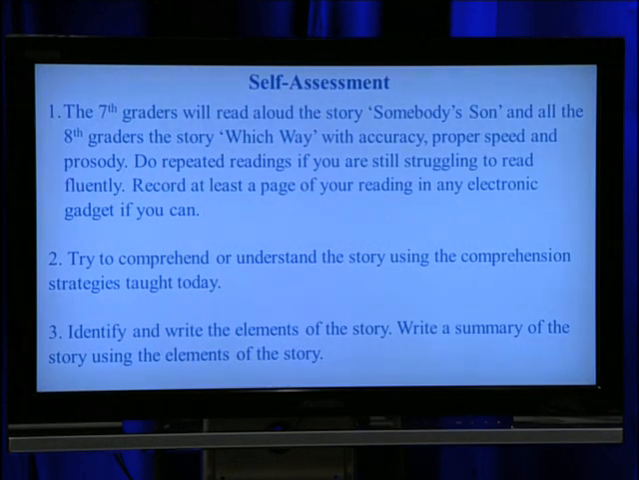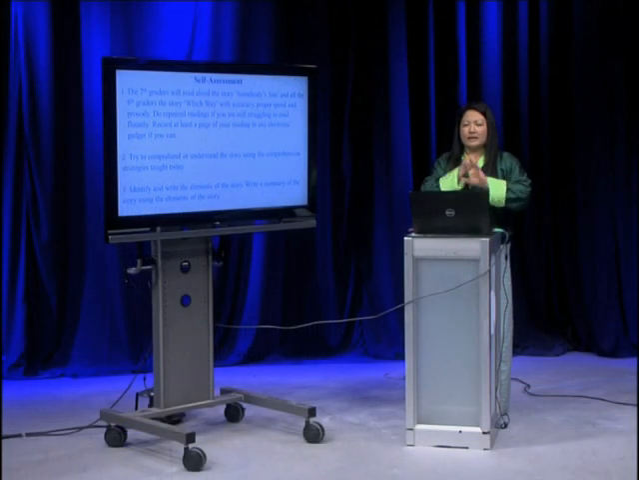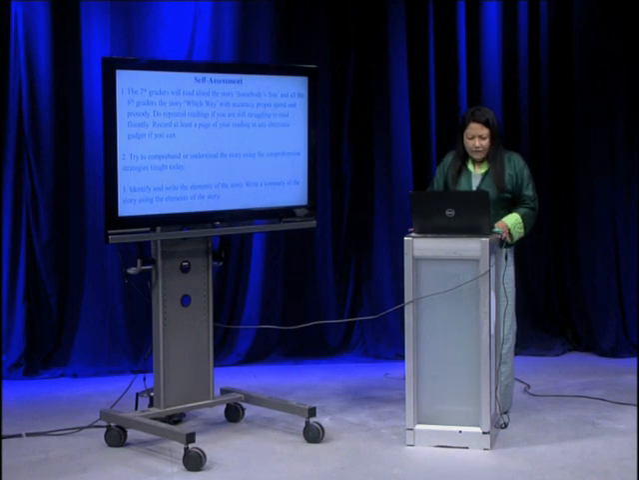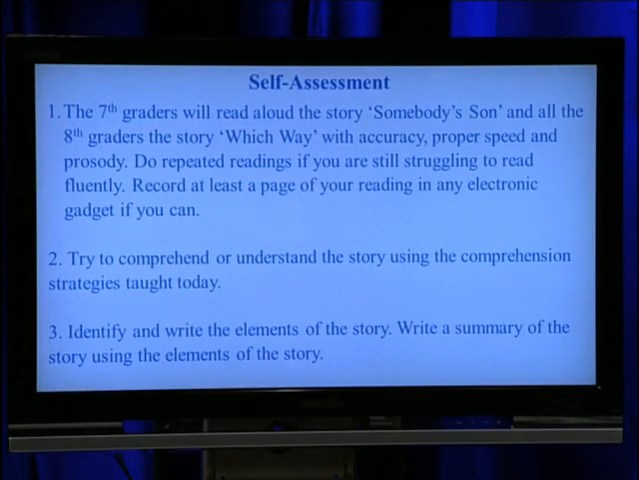And if you can, record at least a page of your reading in any electronic devices or gadgets that you have. Try to comprehend or understand the story using the comprehension strategies taught today. What are the comprehension strategies you have learned today? Use of context clues. What is the next one? The first one was use of context clues. The second one is making inferences and summarization. Identify and write the elements of the story. After you have finished identifying the elements of the story, like we did in the Snow White story, you write a summary of the story using the elements of the story.